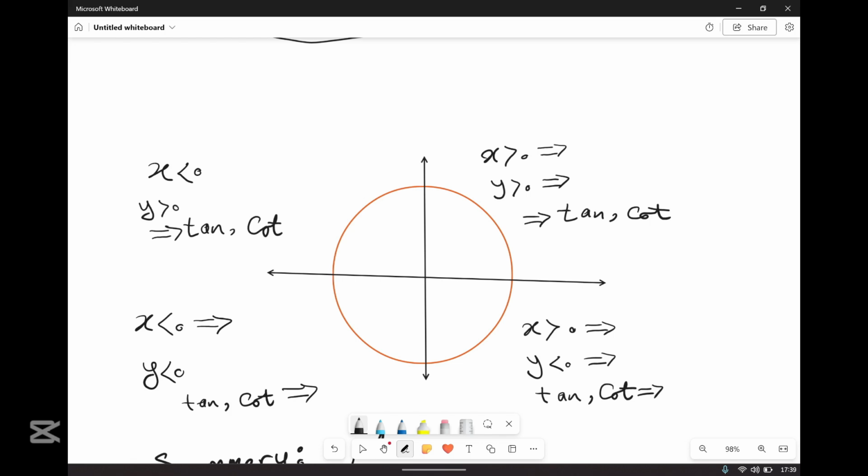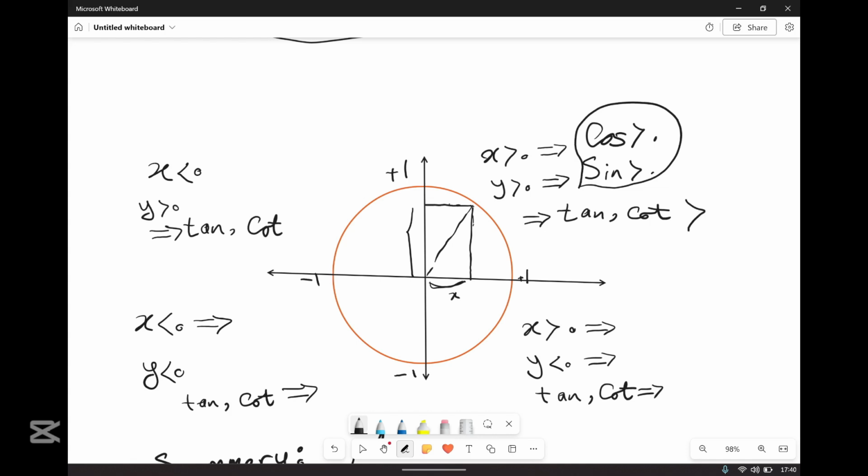In the first quadrant, if you put any angle in here, x is positive, because it's positive 1, minus 1, and positive 1. Because x is positive, and x is related to cosine, cosine is positive, and y is positive, therefore sine is positive. What about the tangent and cotangent? The tangent and cotangent are the division of these two, and they are also positive.